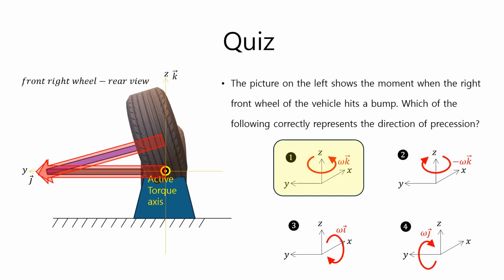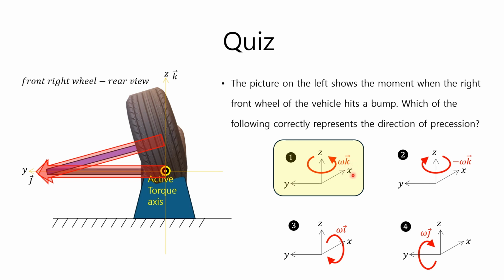Let's find the answer to the quiz. The picture on the left shows the moment when the right front wheel of the vehicle hits a bump. Which of the following correctly expresses the lateral load transfer? The red arrow in the figure indicates the direction of the angular momentum of the wheel. Since the wheel is rolling forward, the angular momentum axis is in the positive y-axis direction. In the figure, the direction of travel of the vehicle is in the positive x-axis direction entering into the screen.